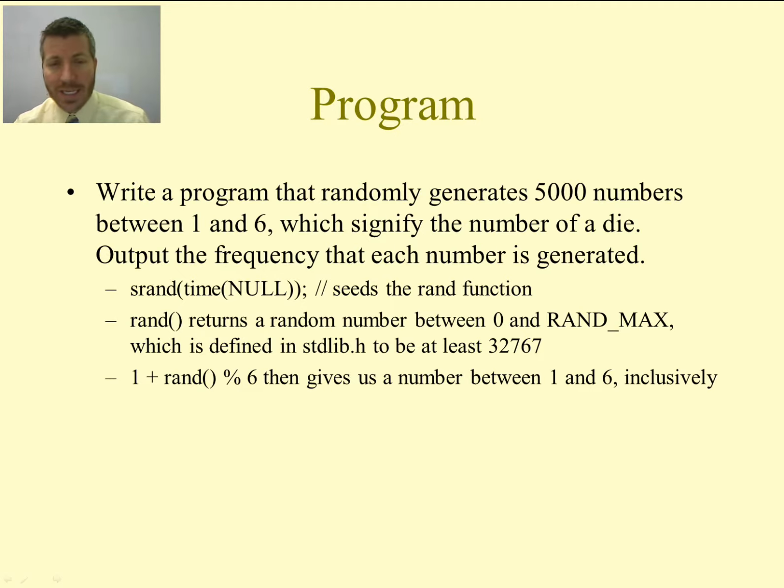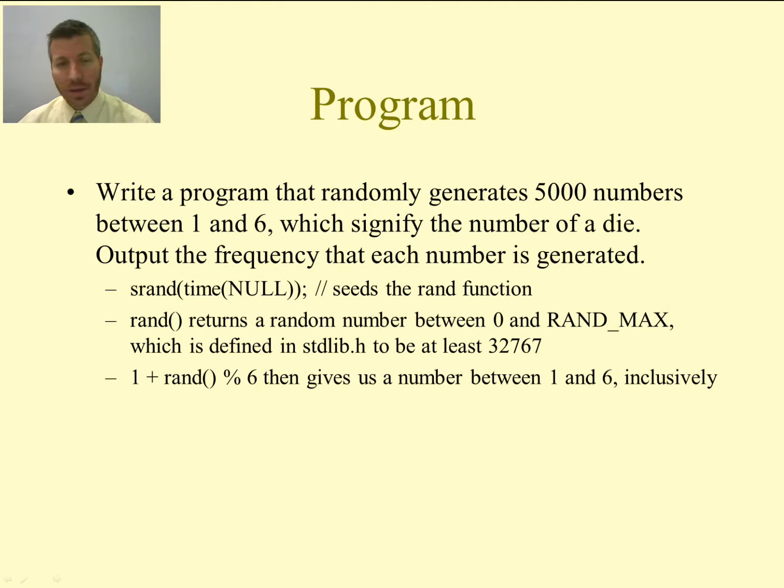So if we want to get a number which is between 1 and 6, we're going to have to take rand, get the remainder of it when dividing by 6, and then add 1 to it. If we take the random number which is between 0 and 32,767 and we mod it by 6, that's always going to give us a value which is between 0 and 5. What we want is a value which is between 1 and 6. So that's why we add the additional 1 to it.